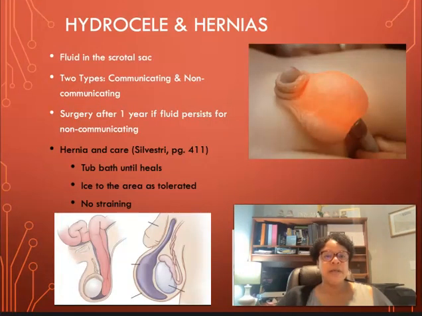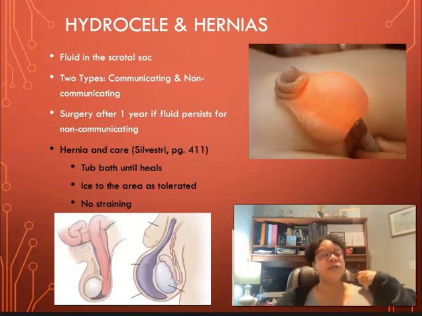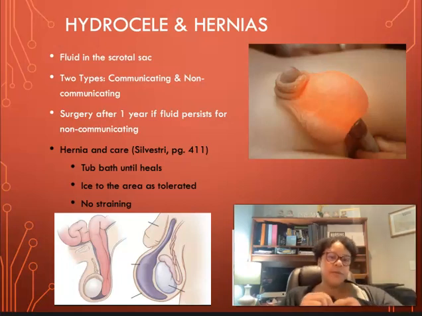Okay, so for hernias and hydrocele. Hydrocele specifically, let's talk about them first. Basically, this is just fluid from the abdominal cavity that has flowed down into the scrotum or the scrotal sac. This is very common to see in newborn boys. There are two types: communicating and non-communicating.